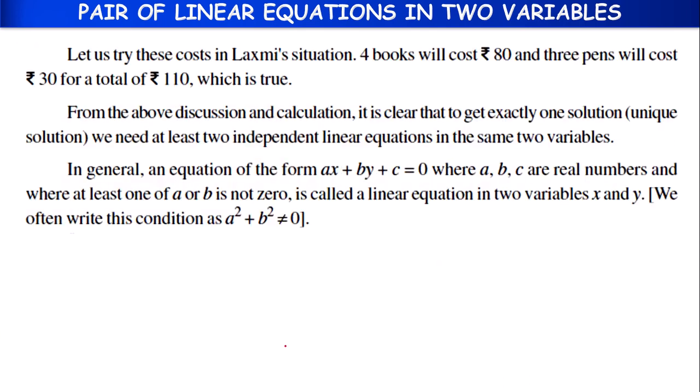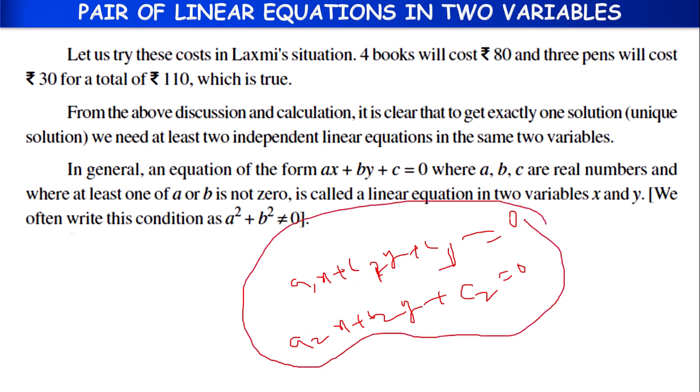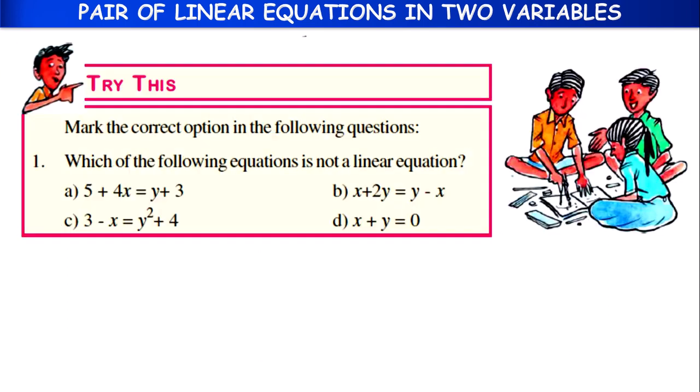So if you have two equations, a1x plus b1y plus c1 equals 0, and a2x plus b2y plus c2 equal to 0, then if we have two independent equations in variables x and y, we can solve for the values of x and y.